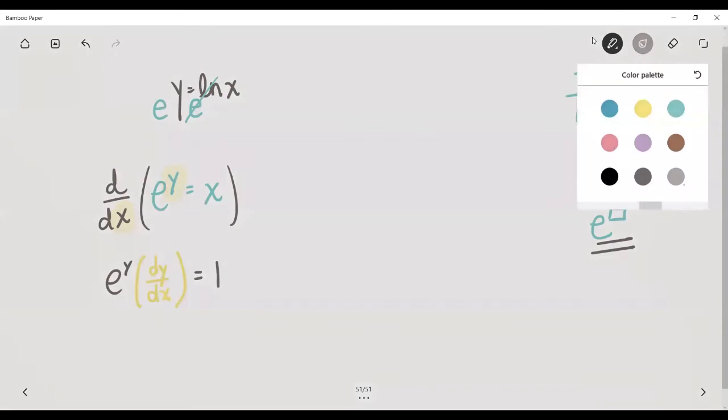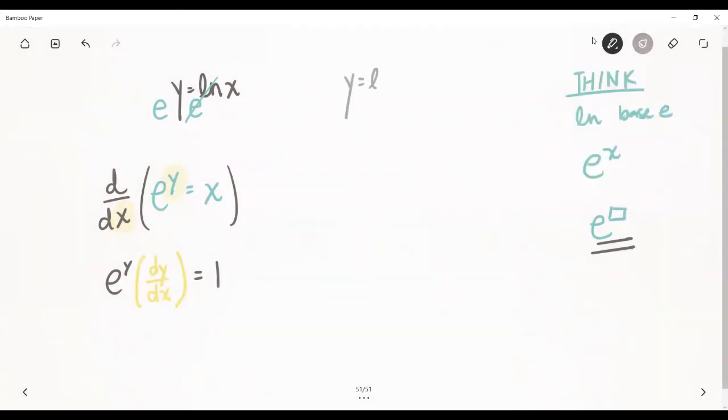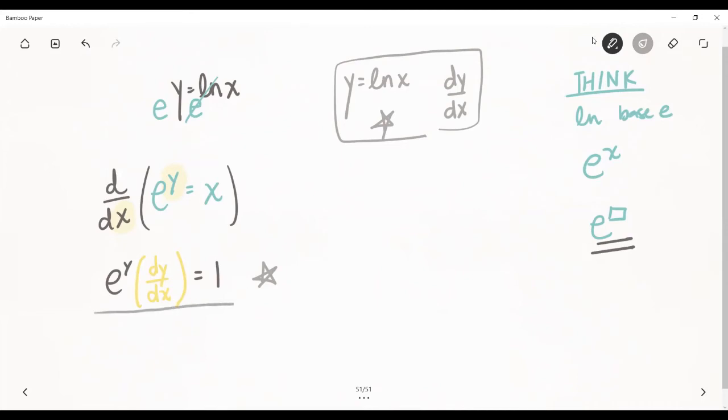So if you look at what we started with, we have y equals natural log of x, and we were trying to find dy dx, right? Let's check back in with what was our goal. Do you see perhaps a way we can find dy dx? That's exactly what we got right here.